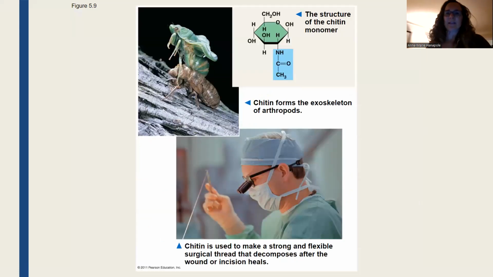So in this picture, you can see the exoskeleton there of those insects, and they are very strong structural molecules, so strong that they actually use it for surgical thread. So they're very useful and strong molecules.